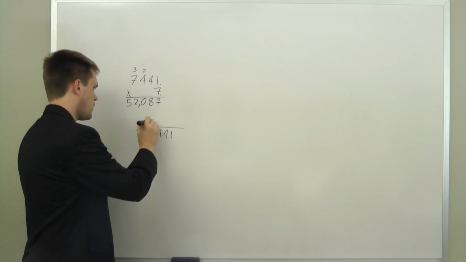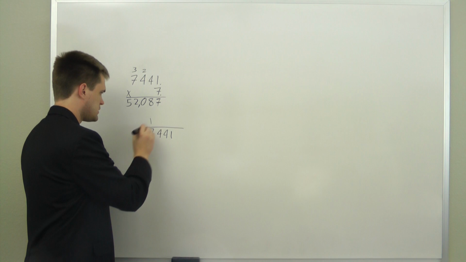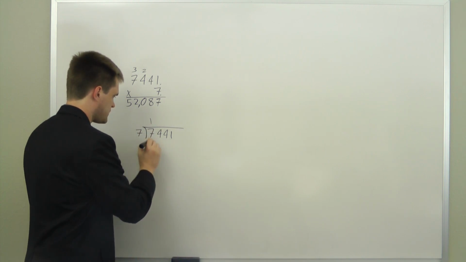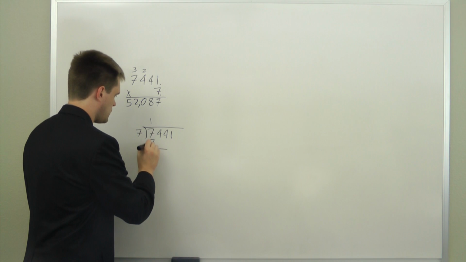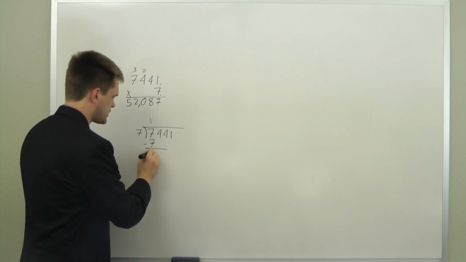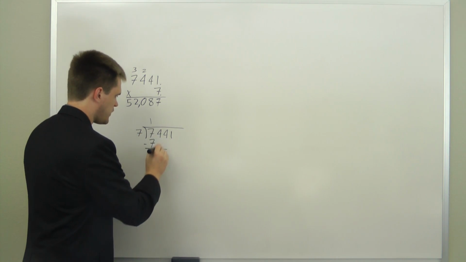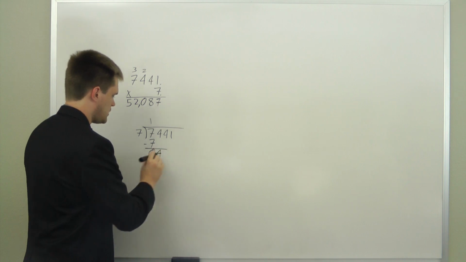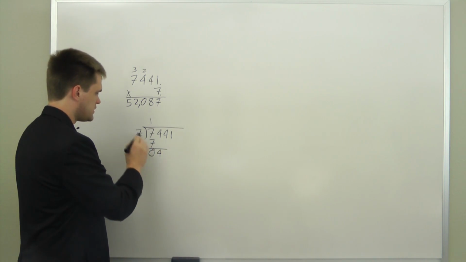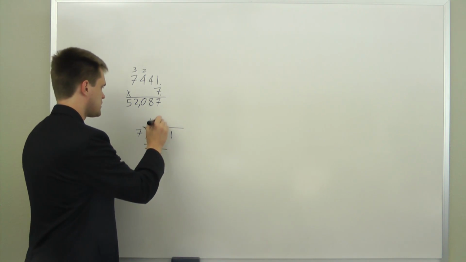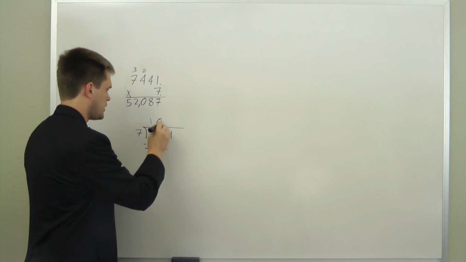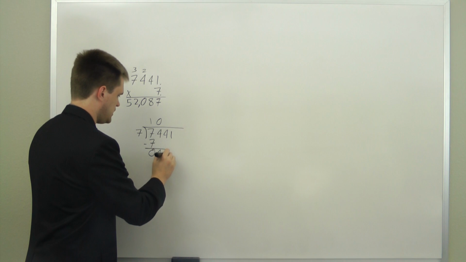7 can go into 7 one time, and 1 times 7 is equal to 7. So when we subtract this number from that number, we just get a 0. And so then we move on to the next digit, and I'll write a 4 here. 7 cannot go into 4 any times, so we'll write a 0 here, and we'll add the next digit.